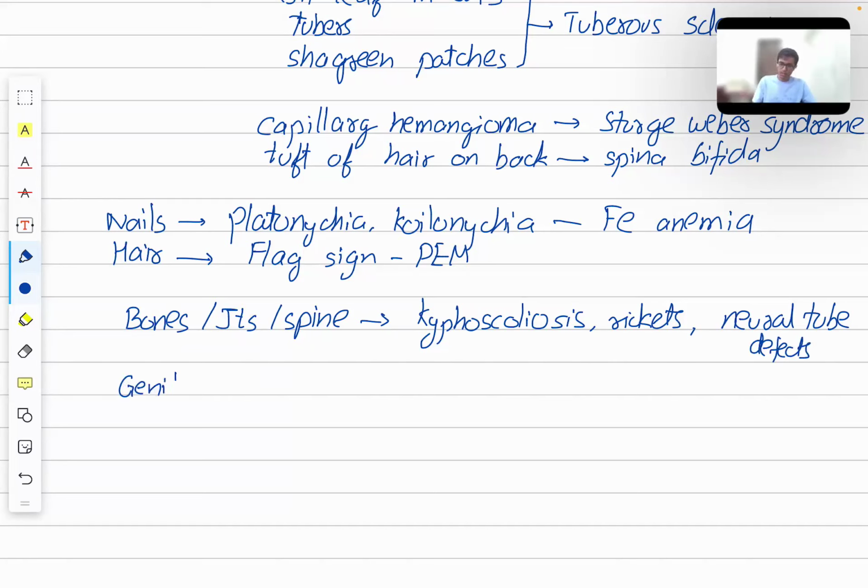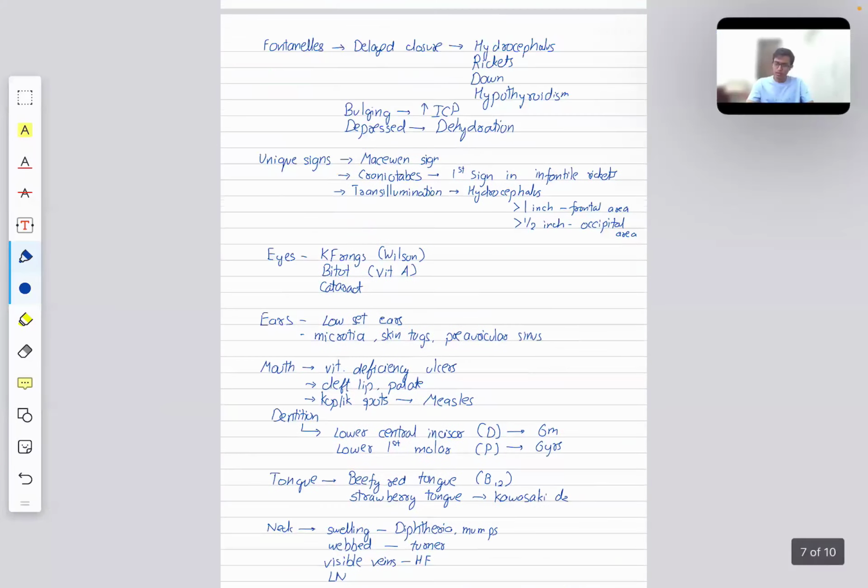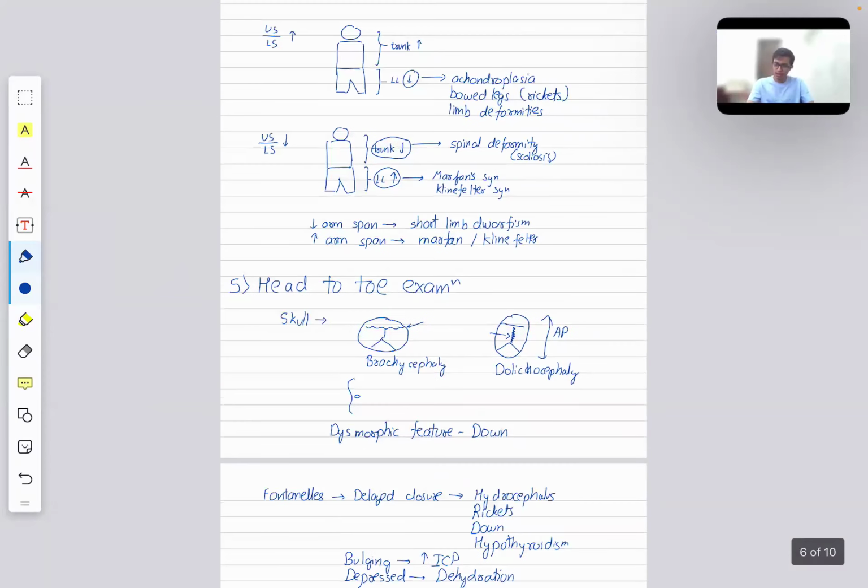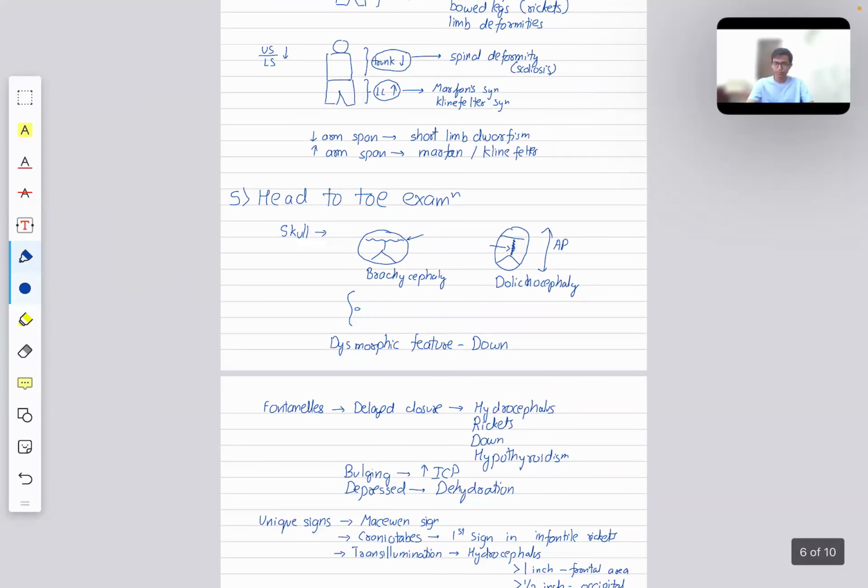We have mentioned that genitalia are normal. You can expect your viva to go on sexual maturity rating, Tanner staging. What are the congenital anomalies that we can expect in the genitalia? Something like epispadias or hypospadias can be seen. So these are some of the abnormalities that you are seeking during your head-to-toe examination.